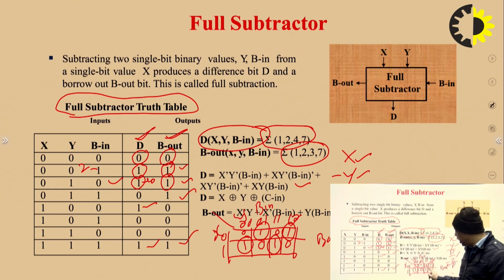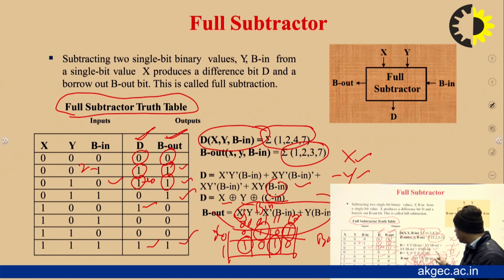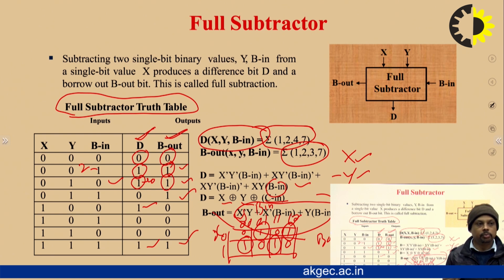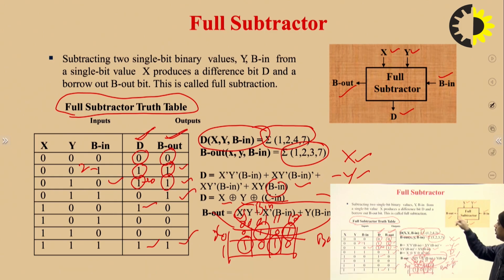So if we write the output function of this, it is equal to X XOR Y XOR B in over here. Similarly, for the borrow, we have the combination like this. Now we have the difference and borrow equations in terms of the input variables. We have to implement this, and we can also represent the full subtractor circuit in box form as well. We have the inputs X and Y, and there is another input, that is borrow in. It produces difference and borrow out.